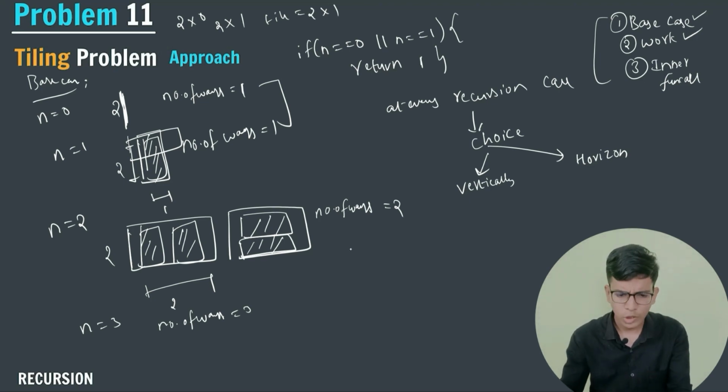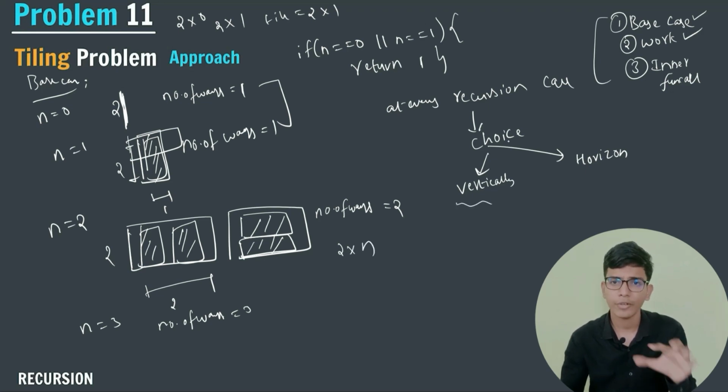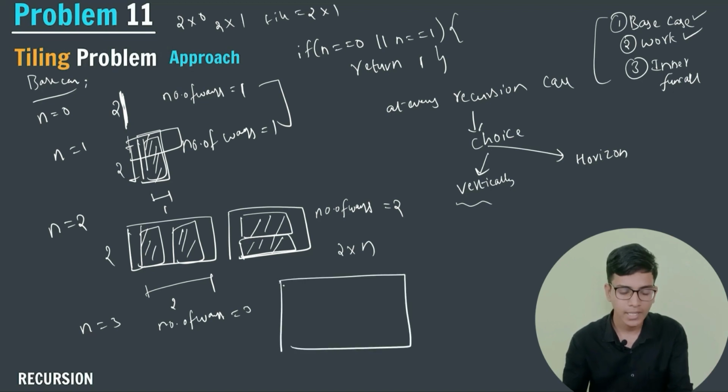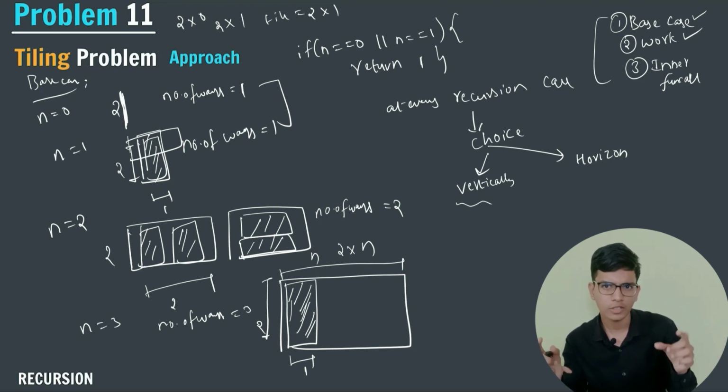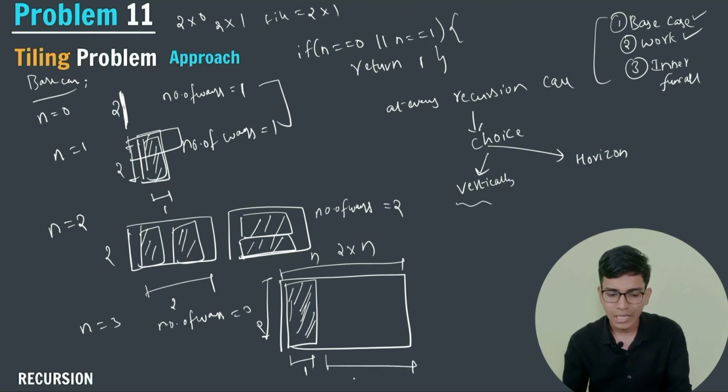Okay, so let us consider a 2 cross n board to understand it. For the vertical case, if I put my tile vertically, then what happens? So this is my board, where this is n and this is 2. If I put my tile vertically, it will cover one length of my total length of the floor. So it will cover one portion of my total length, and the total remaining area will be n minus 1.